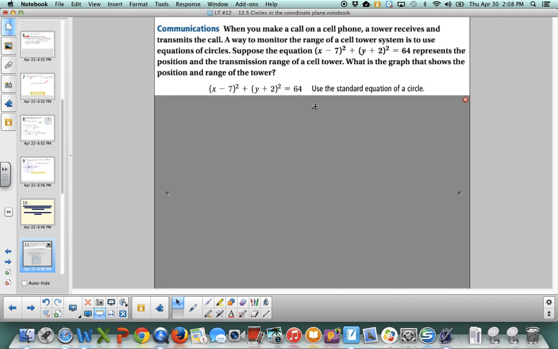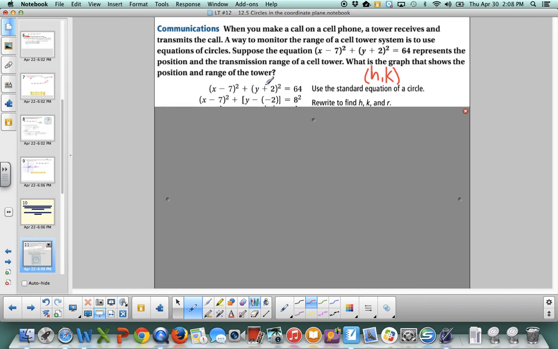So we've got this equation. Let's see if we can extract out what our h and k would represent here. H and k being the center of our circle. It's an h and then a k. And then the r representing the radius of our circle.